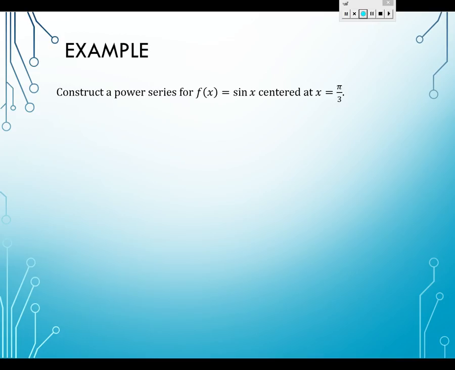So let's try constructing a power series for sine x again, like we were just talking about. But this time centered somewhere else, just for fun. See how this goes. How about I give you a minute to do it yourself? We'll come back together in approximately 2 minutes.